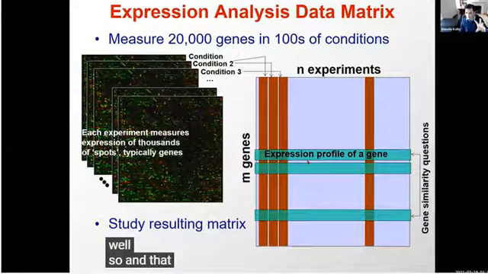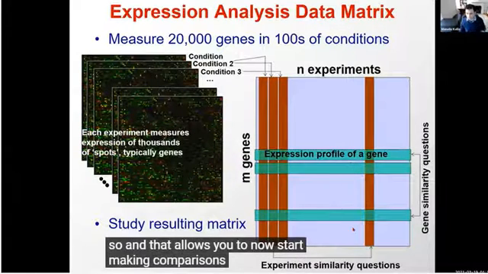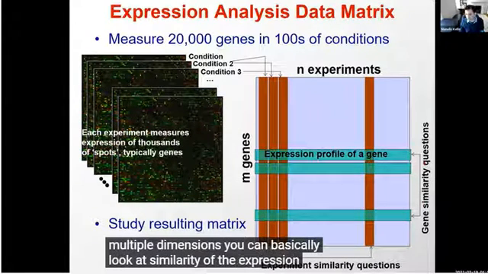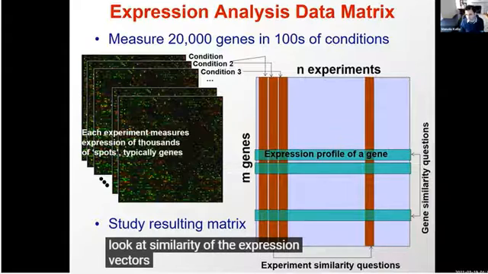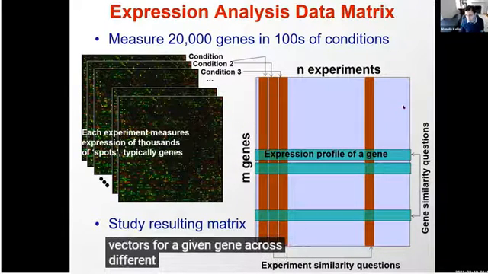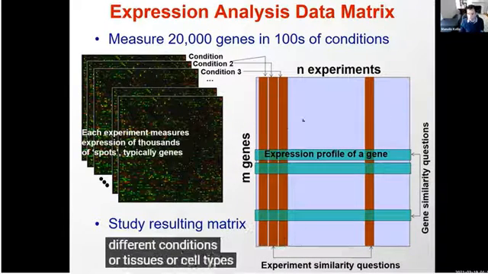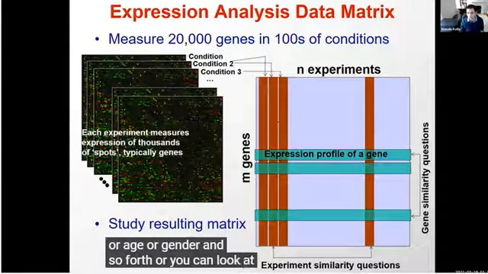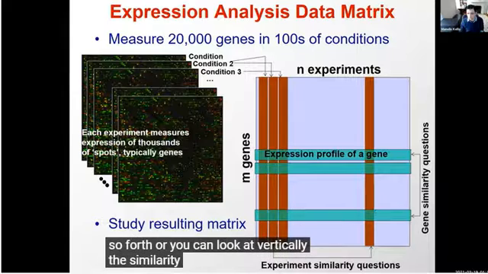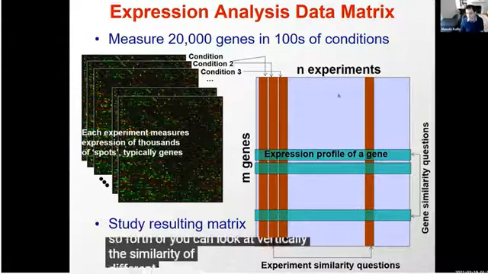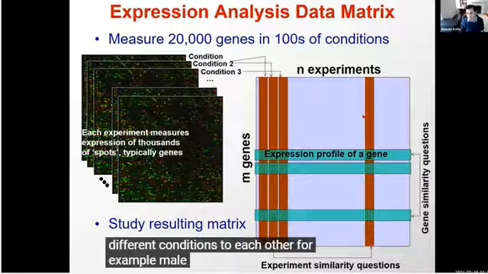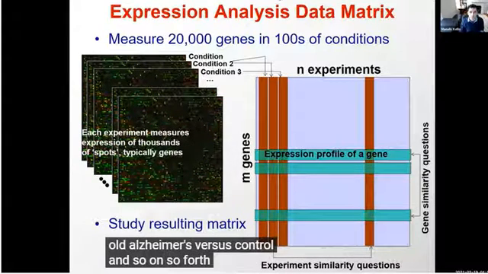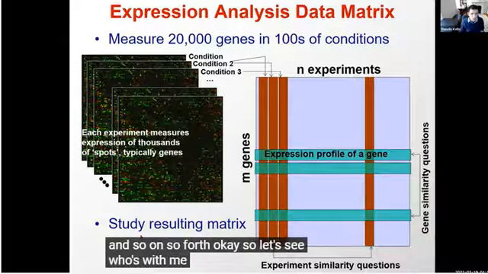So that allows you to now start making comparisons across multiple dimensions. You can basically look at similarity of the expression vectors for a given gene across different conditions or tissues or cell types or experiments or age or gender and so on and so forth. Or you can look at vertically the similarity of different conditions to each other. For example, male versus female, young versus old, Alzheimer's versus control, and so on and so forth. Okay, so let's see who's with me so far.